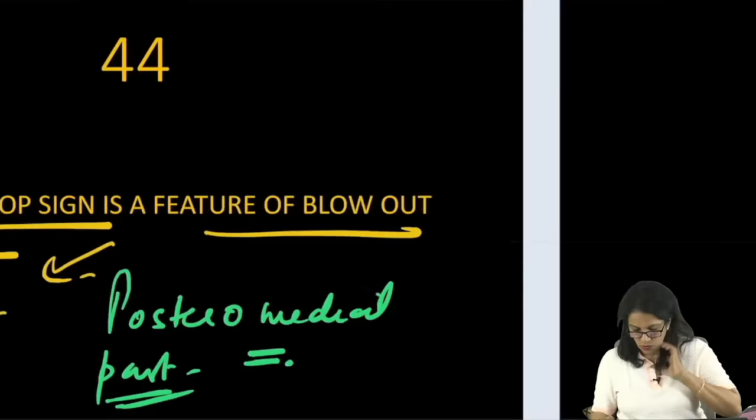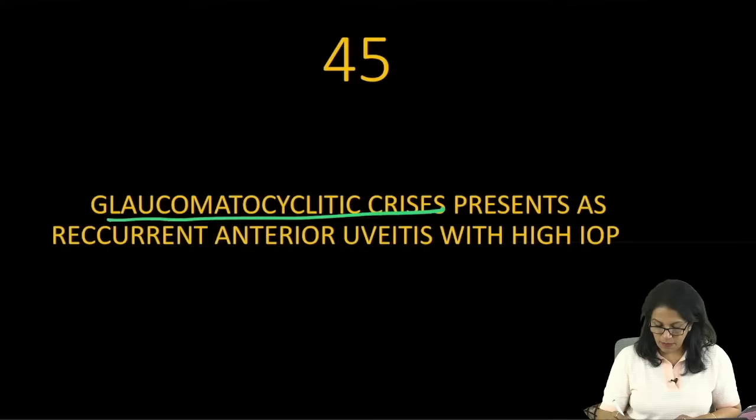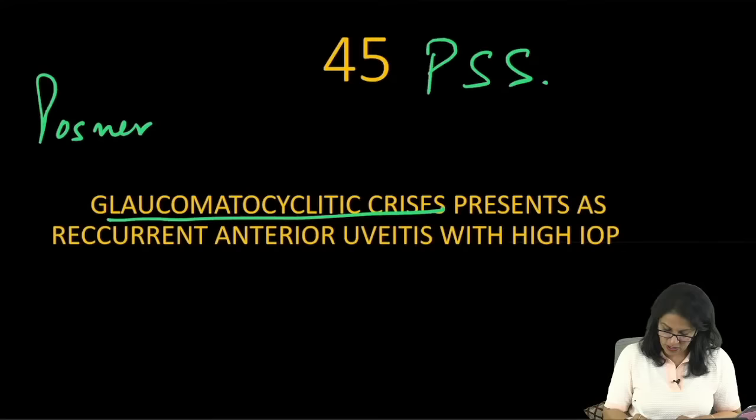Okay, we come to the next. Glaucomatocyclitic crisis. What is this? Iska dusra naam hai Posner-Schlossman syndrome. Padha hai na? Posner-Schlossman syndrome.